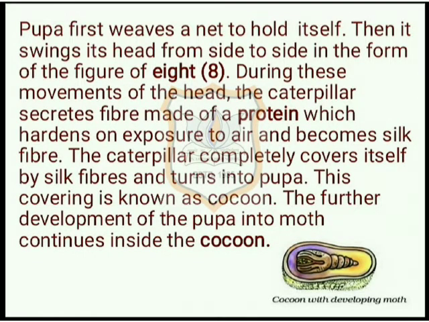Then it swings its head from side to side in the form of the figure of 8. During this movement of the head, the caterpillar secretes fiber made of a protein which hardens on exposure to air and becomes silk fiber. The caterpillar completely covers itself with silk fibers and turns into pupa. This covering is known as cocoon. The further development of the pupa into a moth continues inside the cocoon.